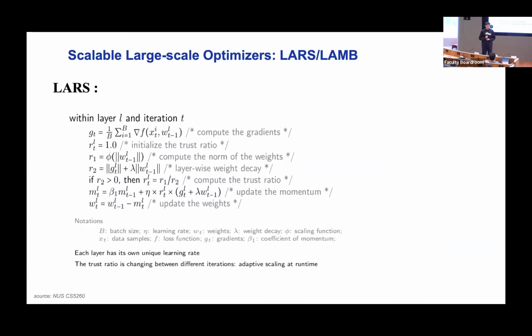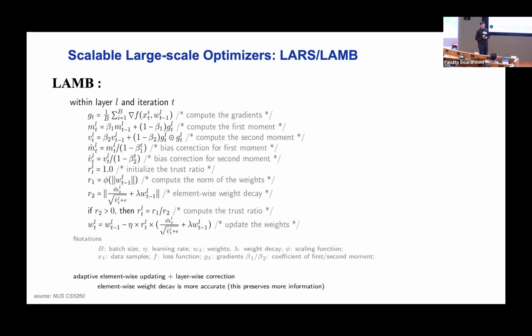Now, how about I just use the idea of trust ratio with momentum SGD, right? Momentum stochastic gradient descent. For each layer and each step, we first compute the gradients, and then we initialize this trust ratio. We compute the norm of weights, we compute the norm of gradients with weight decay, and then we use trust ratio to update the momentum, and use trust ratio to update the weights. Right? Let me introduce the algorithm first, and then I show the results. Then I explain why this is good.